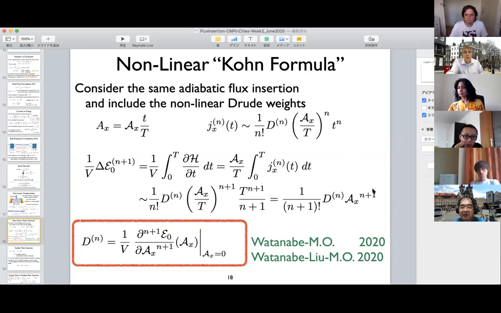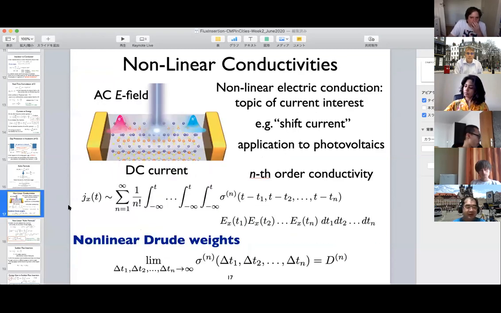Sorry, the question was, is it obvious that the nonlinear Drude weight is independent of the order? Well, it's not obvious, I guess, but physically I think it's natural. So if you apply an electric field, this electric field induces some current. And as you wait for a very long time, some of the current will just go away, but some portion of the current will survive. And this is measuring how much current is surviving.